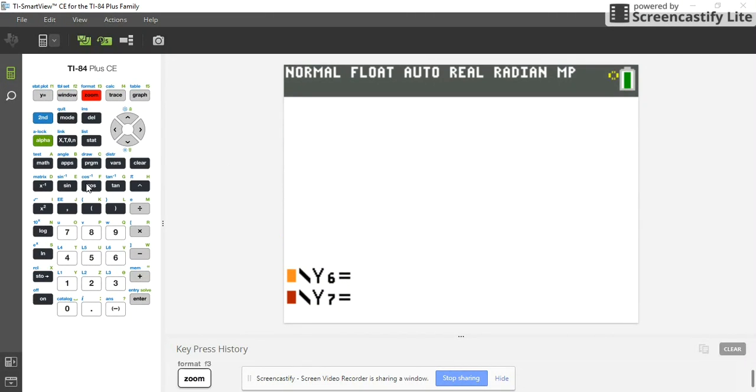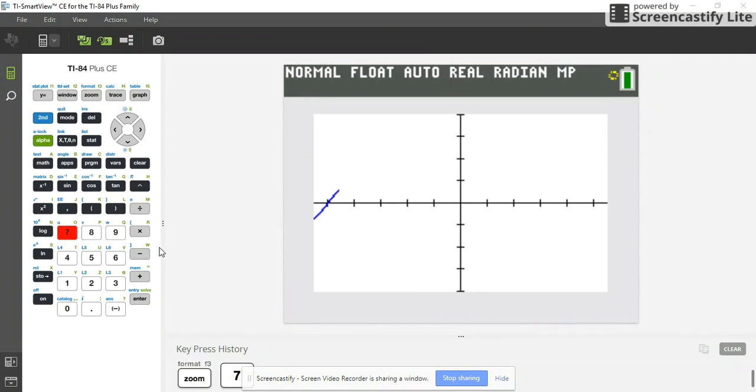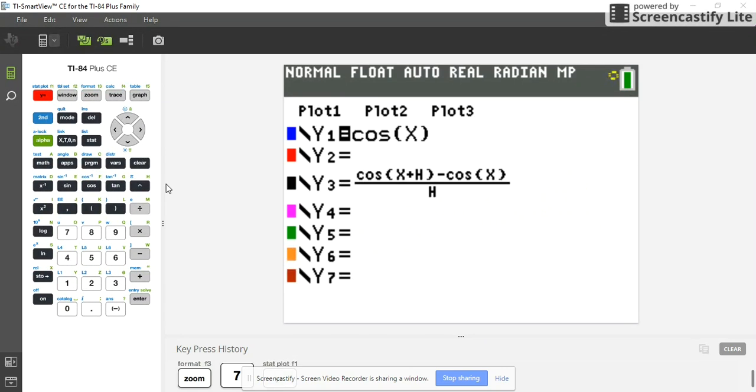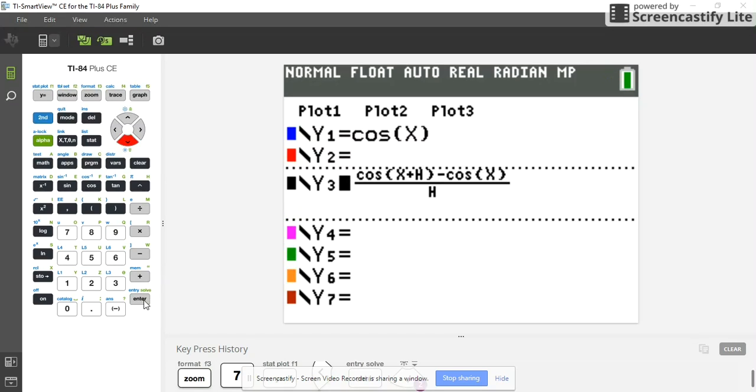So if I do zoom trig, here's the graph of our cosine function that we just saw. We see that the hill of the function is split by the y-axis. Now we're interested in looking at the derivative of cosine. So I'm going to go back to y equals. I'm going to turn cosine off for a second. And I'm going to turn cosine's derivative on. Here comes the derivative of the cosine of x.